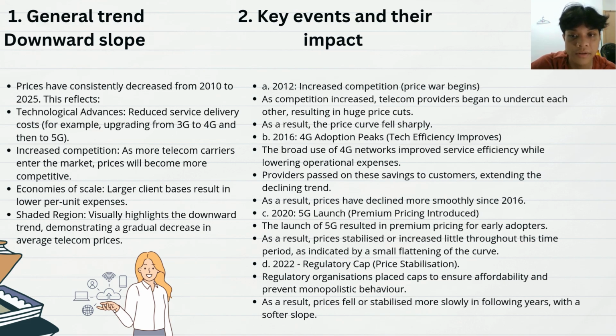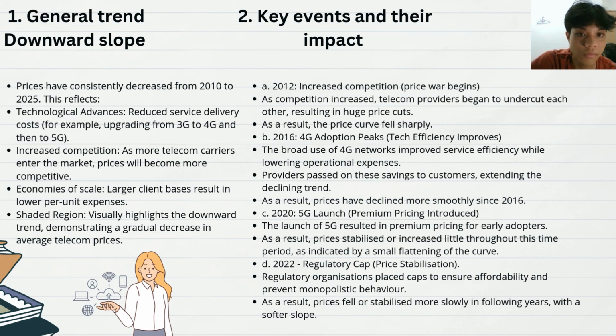Second will be increase in competition. As more telecom carriers enter the market, prices will become more competitive. Third, economies of scale, which will make larger client bases result in lower per unit expenses. And lastly, shaded region. This visually highlights the downward trend demonstrating a gradual decrease in average telecom prices.